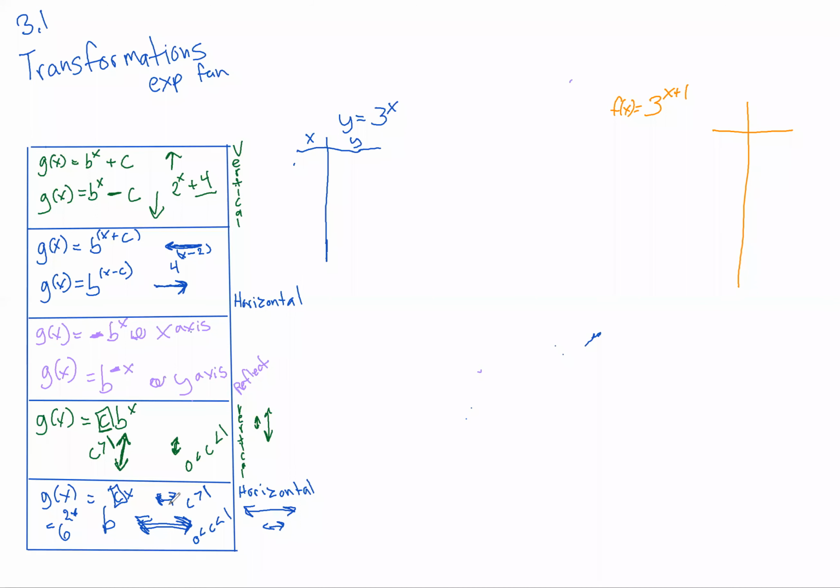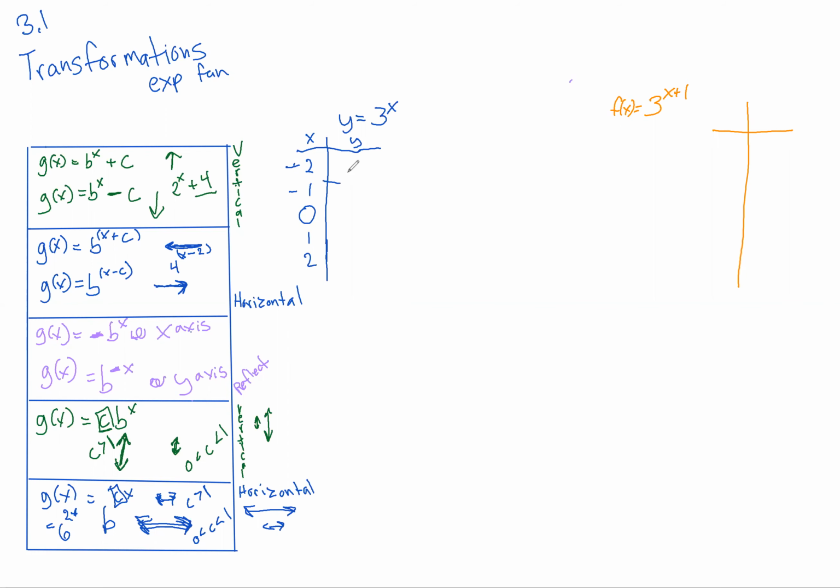So let's take a look at an example, and this one is from the book. The first thing that we're going to do is make our chart. The first one that we're going to work with is y equals 3 to the x. So let's pick some x values. Let's do -2, -1, 0, and then 1 and 2.